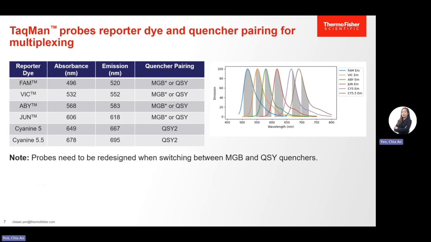With these different reporter dyes, you will want to be mindful about what quencher you pair with them. So for FAM, VIC, ABY, and JUN, we recommend pairing them with the MGB or QSY quencher. And just as a note, if you have one of these reporter dyes with a specific quencher that's already used, if you're trying to switch between MGB and QSY, you will definitely need a probe redesign due to the change in Tm. And then next we have Cy5 and Cy5.5.